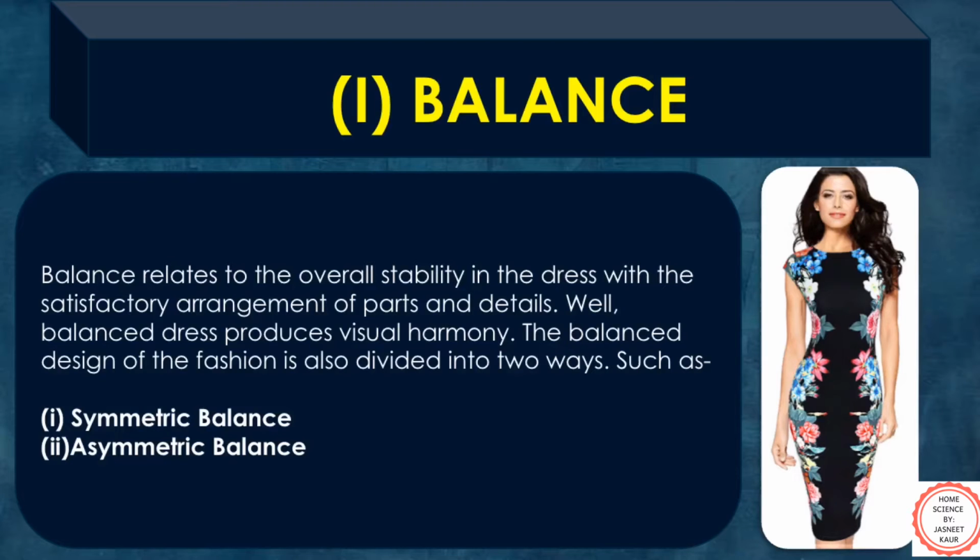Starting with balance, it is defined as equal distribution of all the designs from the central point of the garment. Garment should be balanced vertically from the center as well as horizontally. A balanced dress produces visual harmony, means it gives a calming effect. It is divided into two ways, such as symmetric balance and asymmetric balance.